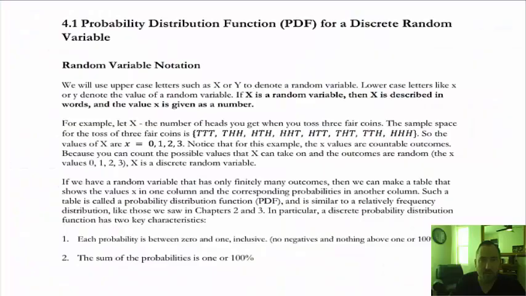Welcome to 4.1, probability distribution functions for a discrete random variable. So basically we're just going to talk about some of the notation, things that come in this section, what we're going to use from chapter 3, more specifically section 3.1, to set the stage for chapter 4. Chapter 4 is going to take everything that we've learned about probabilities and combine it all together with mean, variance, standard deviation.